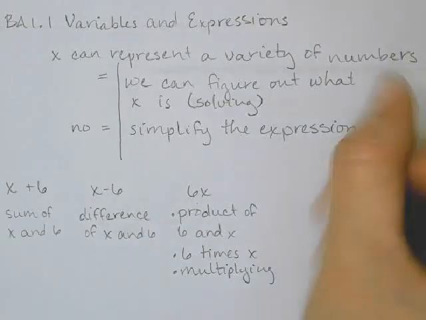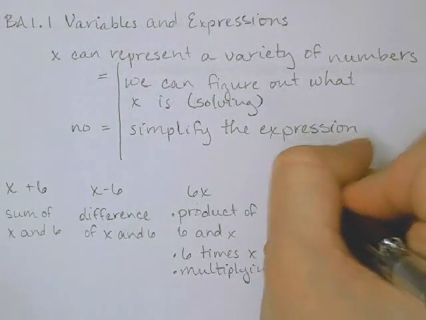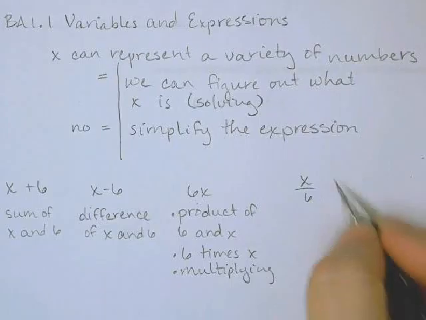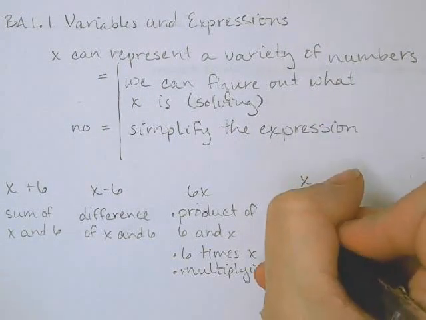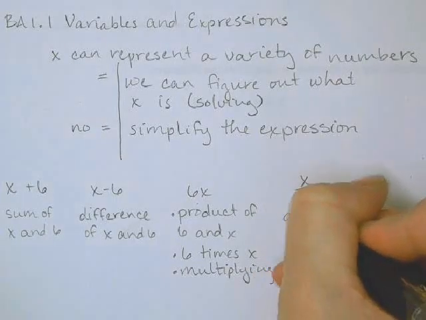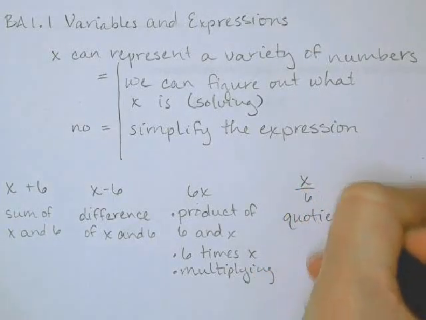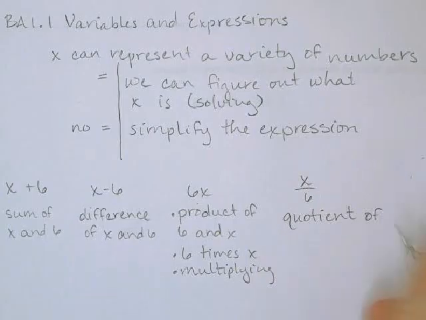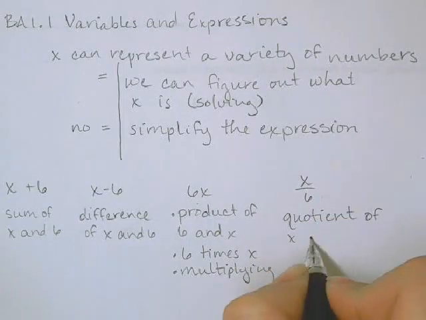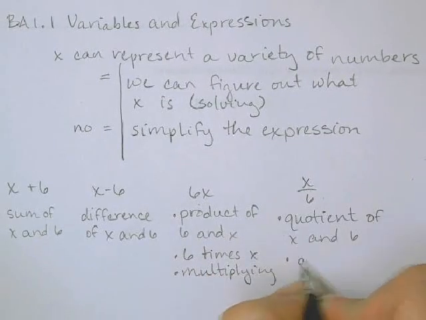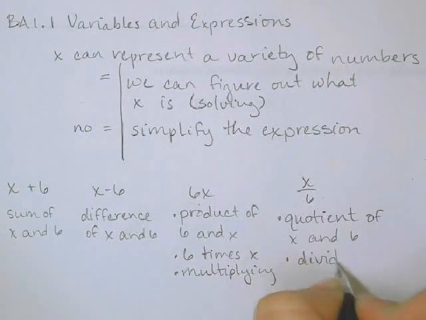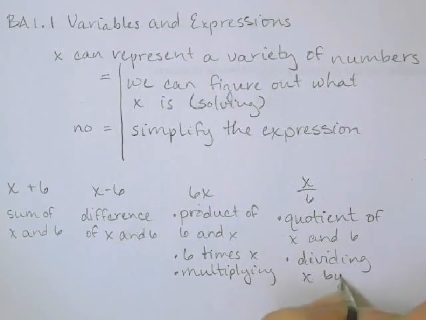If I have x over 6, anytime you see a fraction, that's the top divided by the bottom. So this is the quotient of x and 6. That means we are dividing x by 6.